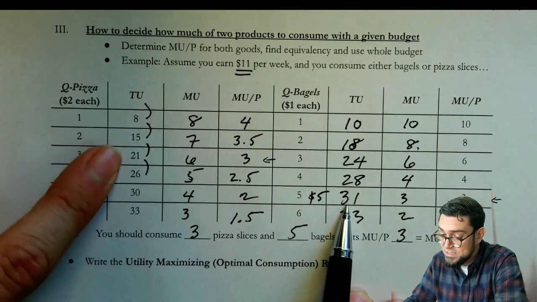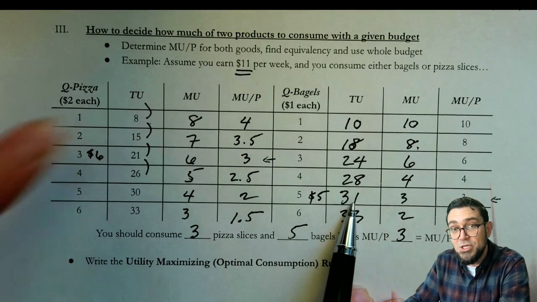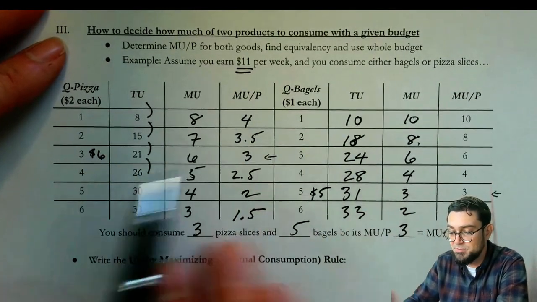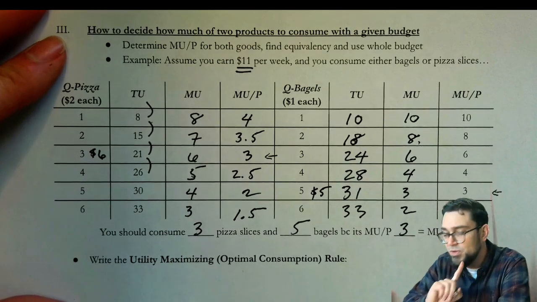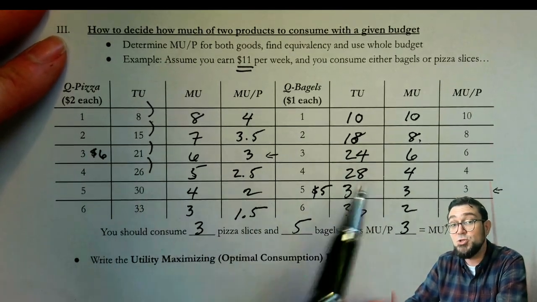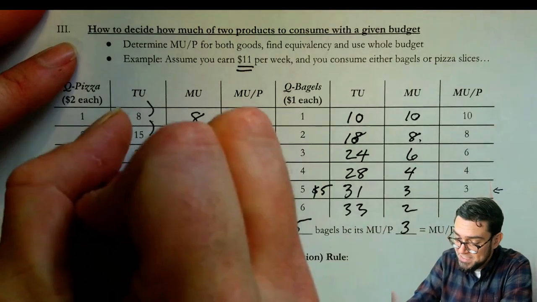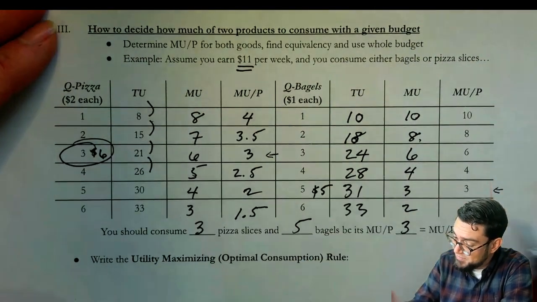Now, I'm going to point this out. 31 plus 21 is 52. There is no other combination in this entire table out of all of the different combinations of bagels and pizza that you could find. There's no other combination that would give you 52 utils or larger. It doesn't exist.